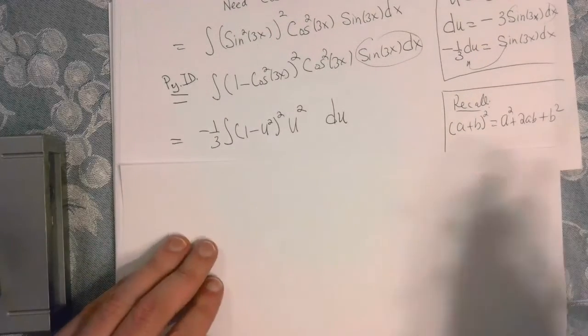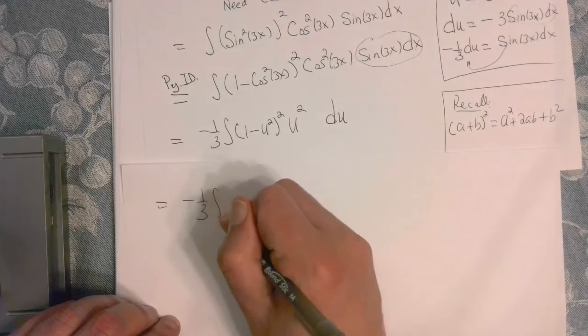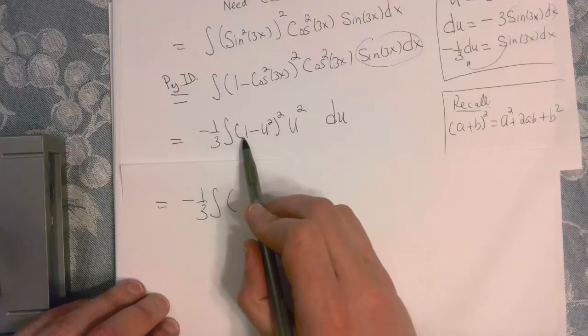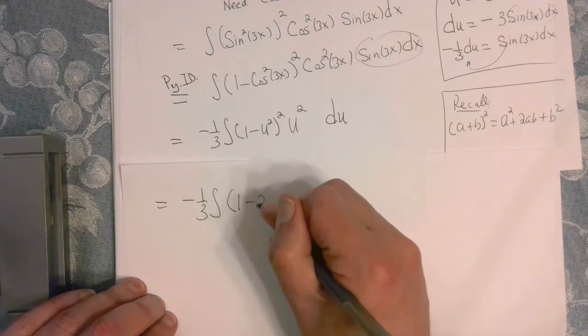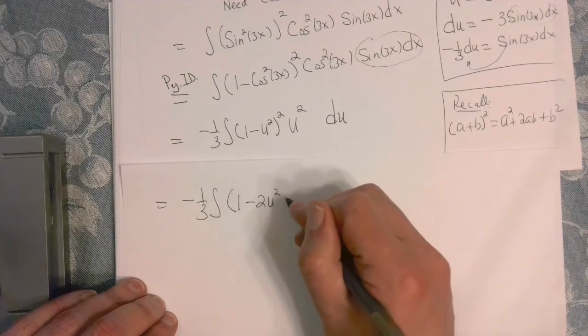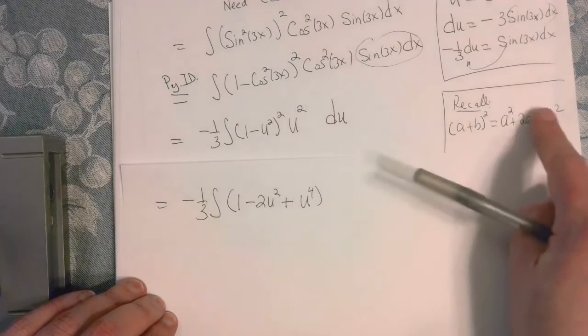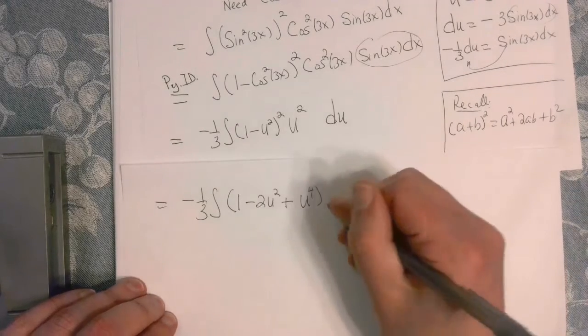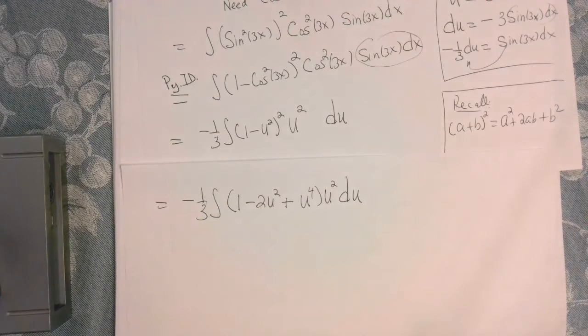Okay, so with that said, we should get the following if we're careful. Okay, so a squared, that should be 1. So plus 2ab, so that's going to be minus 2u squared, plus u to the 4th. So just following this here. And then that's times u squared du.